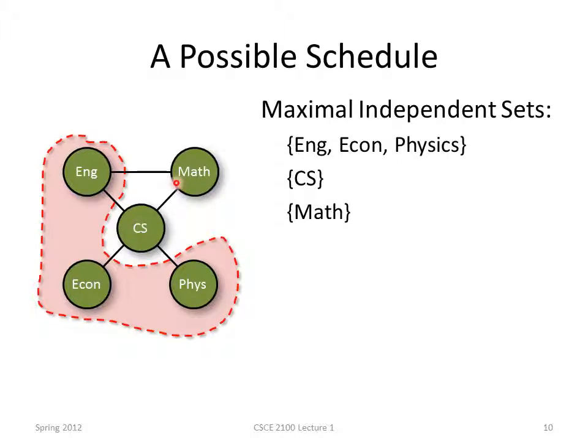Next, if we take computer science, we can't put math at the same time. There's an edge. So computer science and then math. We need 3 time slots then to schedule our exams.